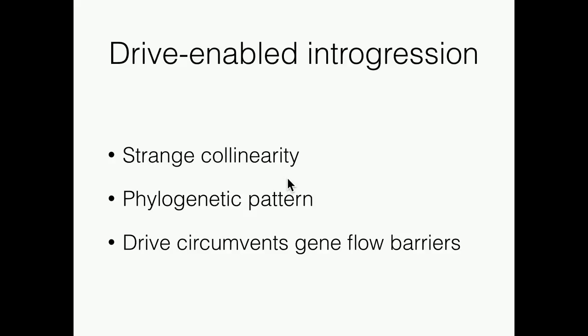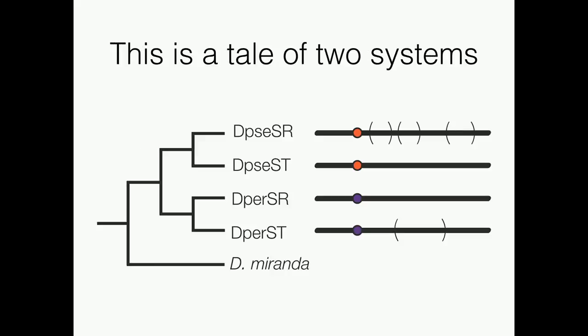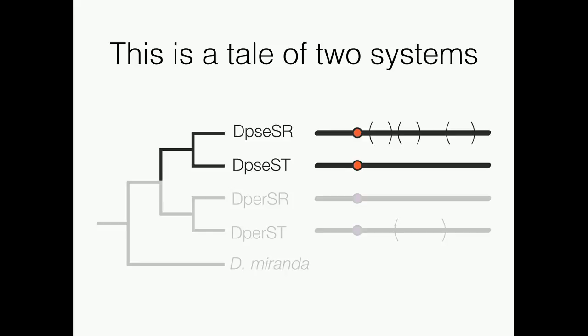And from this, we can conclude that drive may actually have circumvented these gene flow barriers, which it itself has been implicated in creating. But this is a tale of two systems. And again, I told you at the beginning of the talk, these are very different from one another. Because the goal of my project is to genetically map distortion, we wanted to have a good genetic depiction of what the breakpoints of all these inversions look like. And so that's what we did first in pseudoobscura.